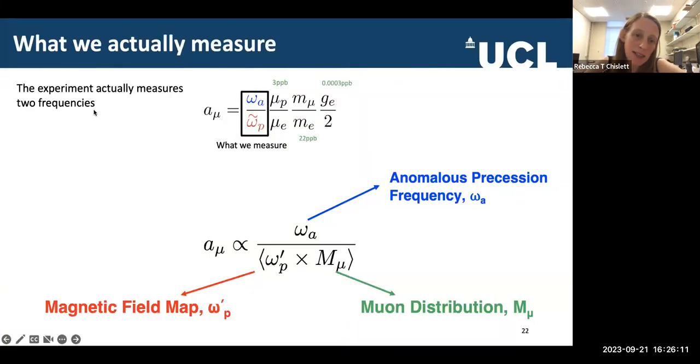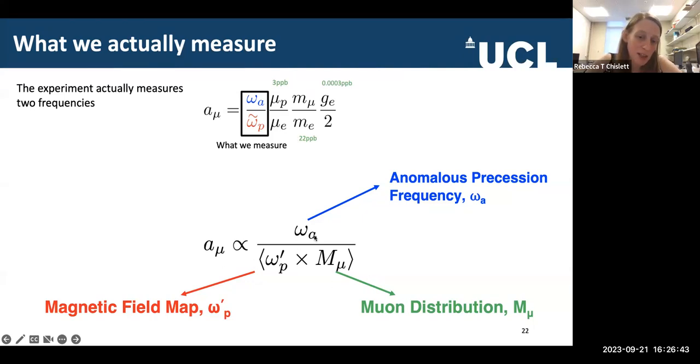As I said, we basically want to measure the spin precession and the magnetic field. But what we actually measure is 2 frequencies, because that's how you get the most accurate results. So this is the final equation. We have the spin precession frequency, and then the magnetic field is measured using NMR techniques. So that's another frequency measurement. And then these other quantities are known to incredibly high precision, so that doesn't really affect the measurement.